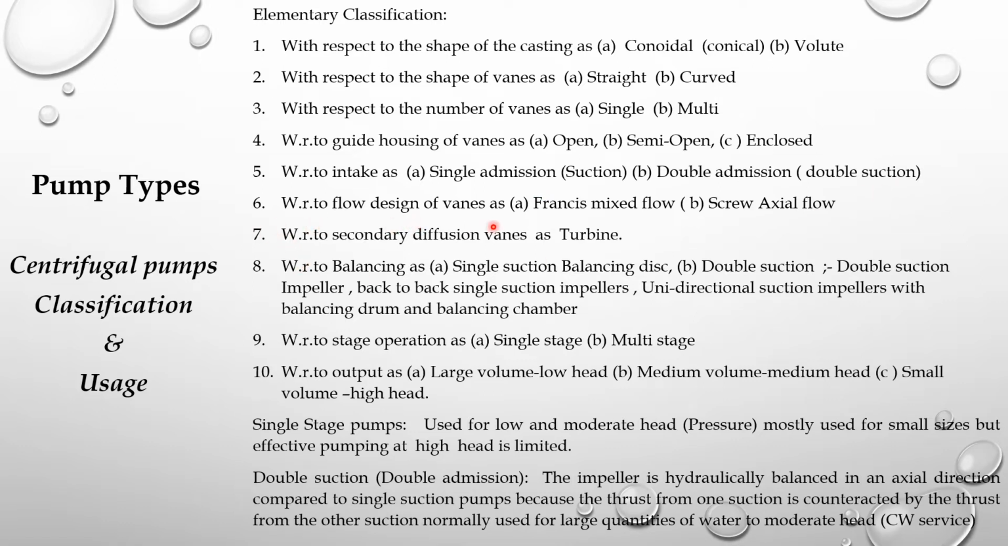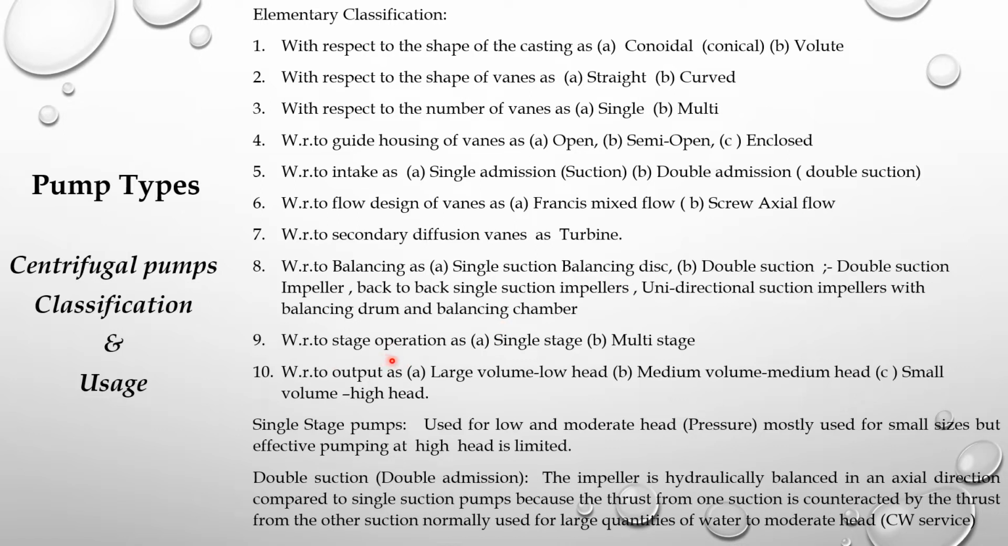With respect to flow design of vanes, mixed flow was found by the scientist Francis, so it's called Francis mixed flow, or screw axial flow. With respect to secondary diffusion vanes, as turbine. With respect to balancing: a single suction balancing disc, double suction impeller, back-to-back single suction impellers, unidirectional suction impellers with balancing drum or balancing chamber.